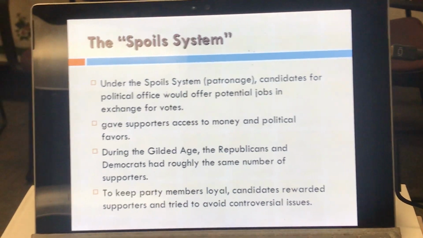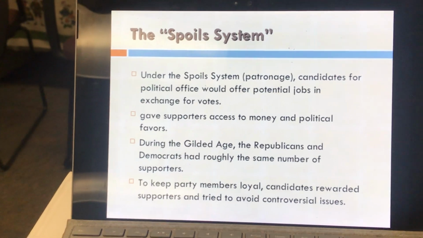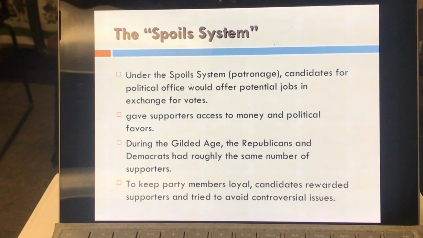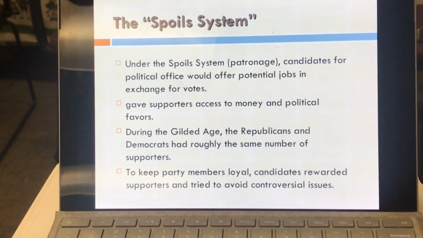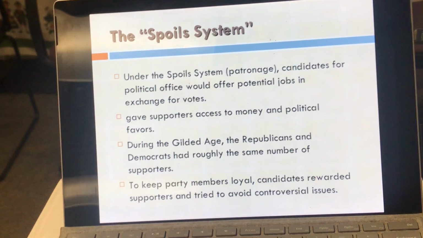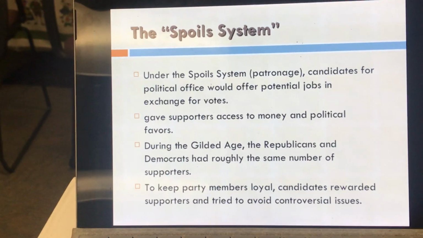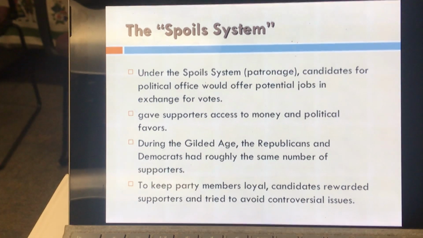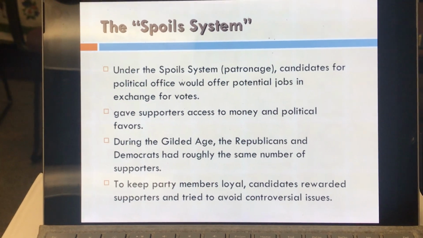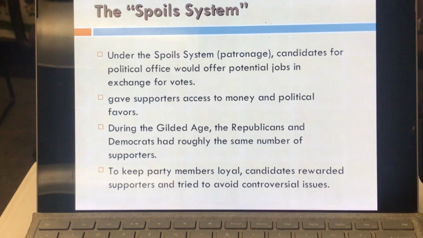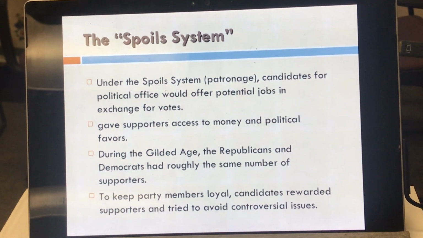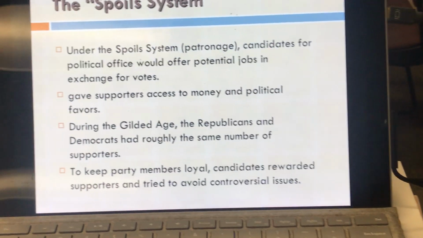The spoils system. Now, we first saw the spoils system under Andrew Jackson, but it had continued throughout this time. And under the spoils system or patronage, candidates for a political office could offer jobs to people for votes. So if you vote for me, when I get in office, I'll give you this position. It gave supporters access to money and political favors. And both sides really did this. During the Gilded Age, both sides were equally guilty of doing this. They would do it to keep party members loyal and to reward supporters and to avoid controversial issues.